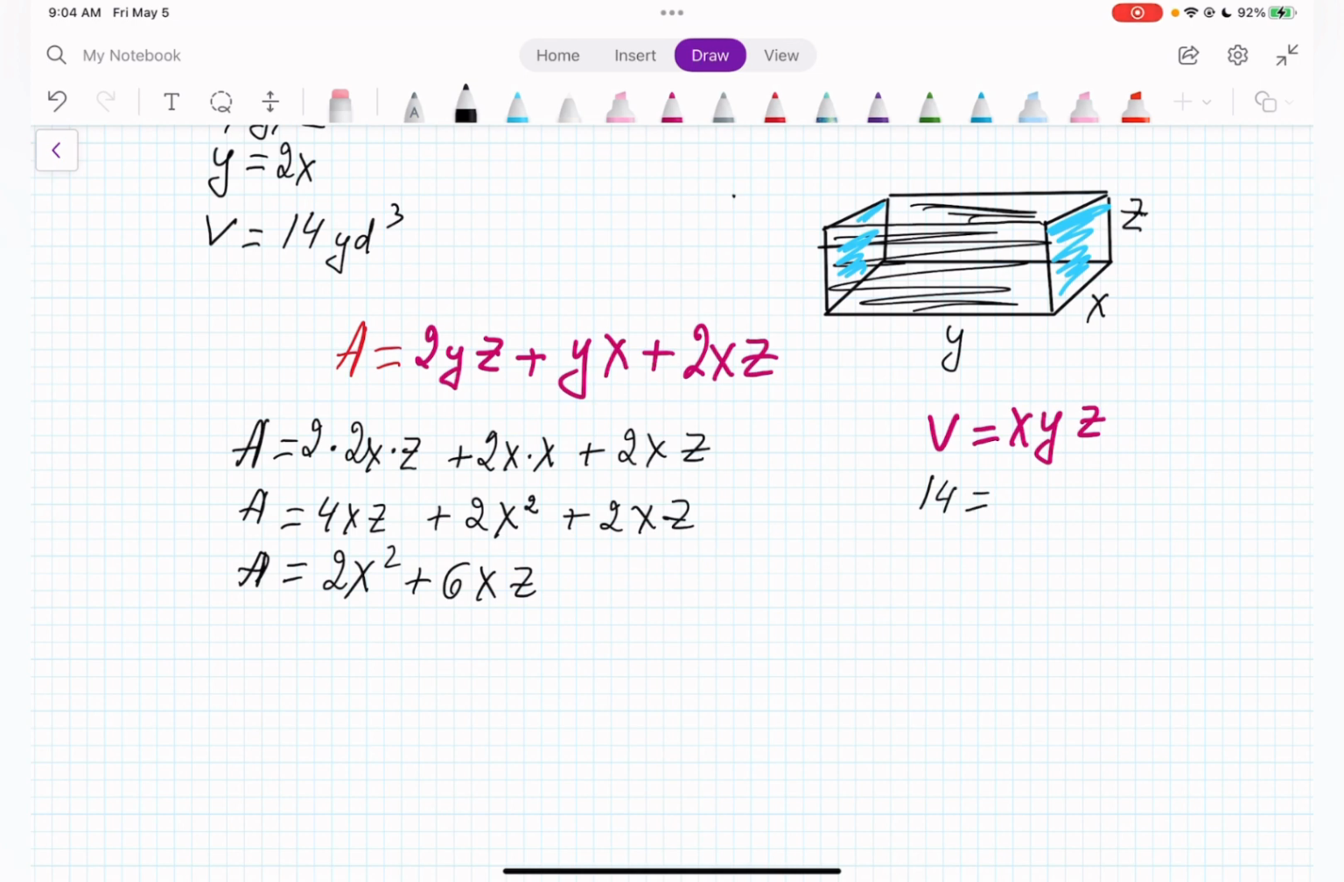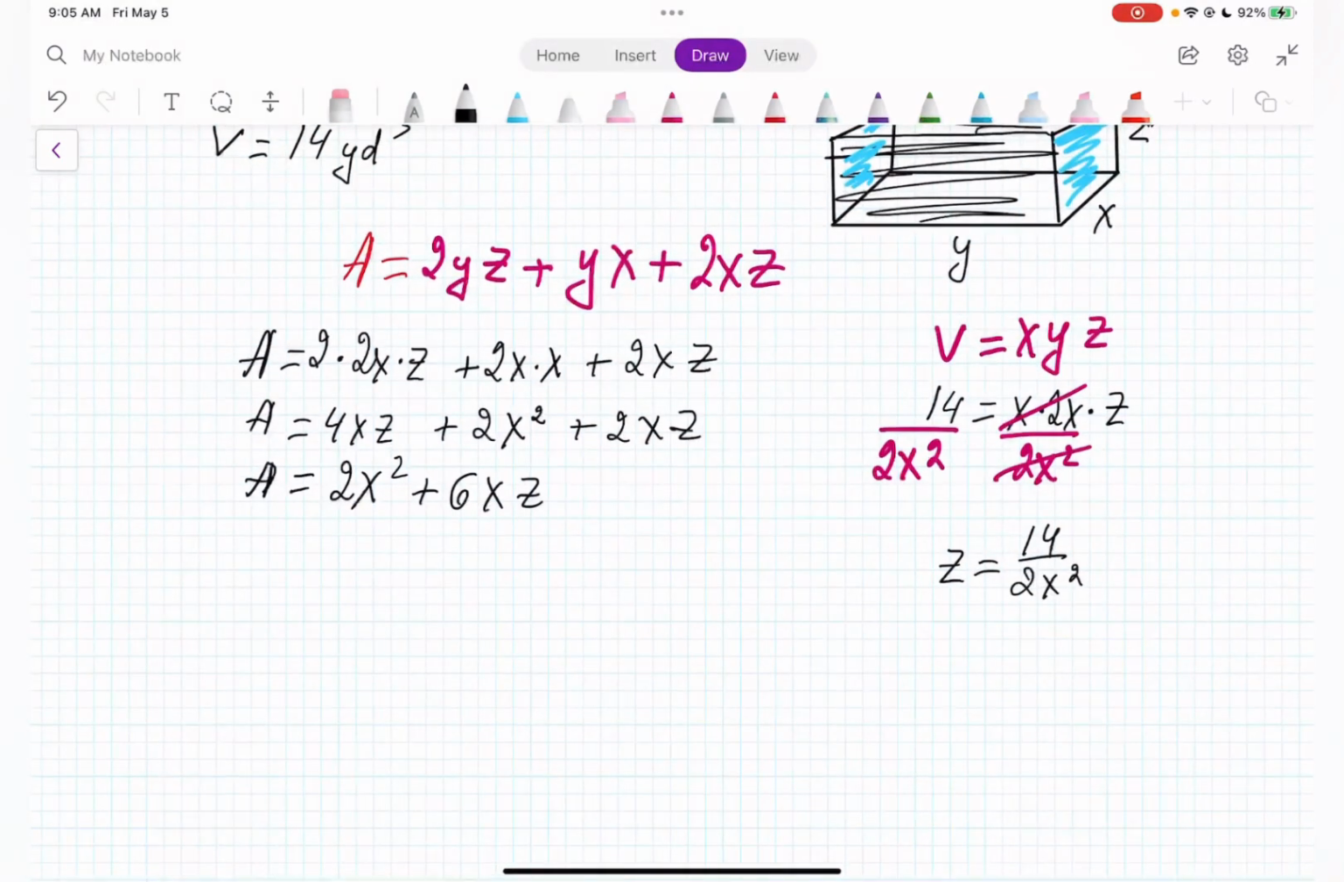So from here, I'm going to write down that 14 is equal to x, y is going to be 2x, right? And times z. Okay, so I have x and z. Once I find z from here, I will have all in terms of x. So dividing by 2x squared, because here we have 2x squared, this is going to be gone, right? And we are getting z is equal to 14 over 2x squared. Very good. Let's plug it here.